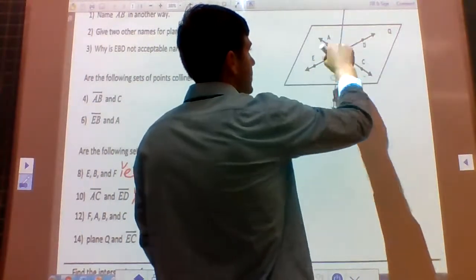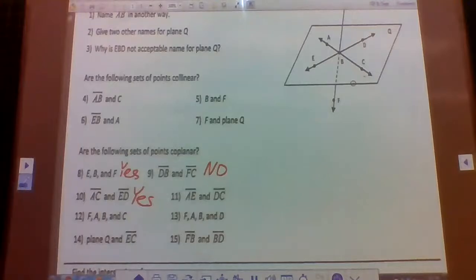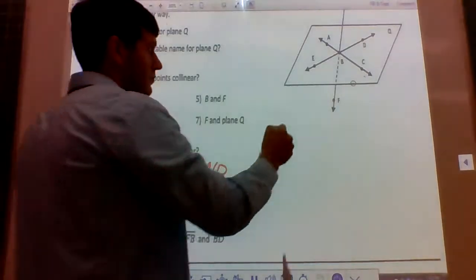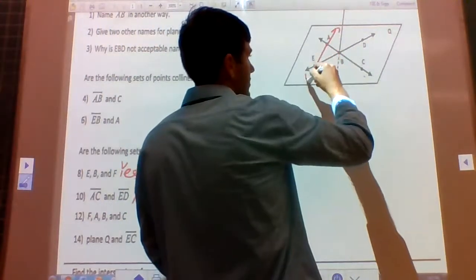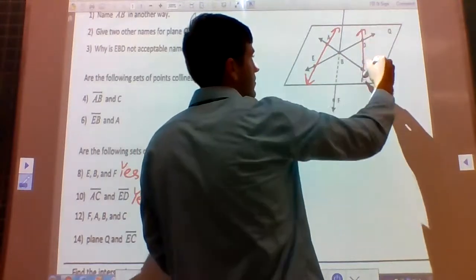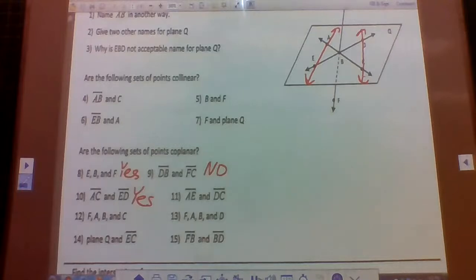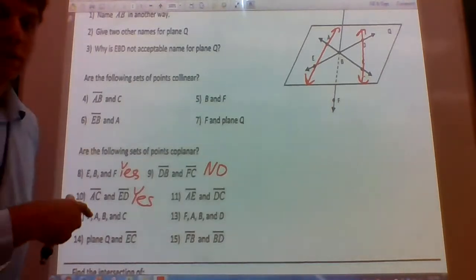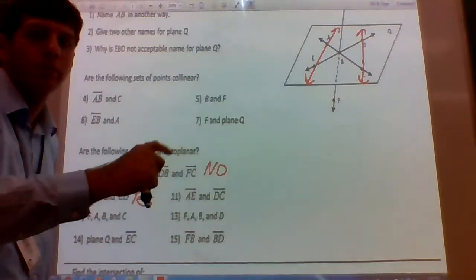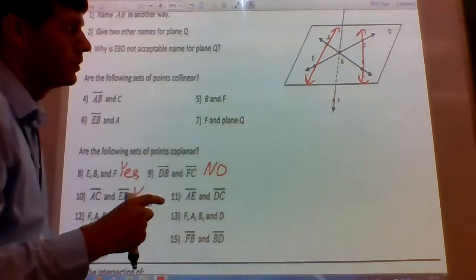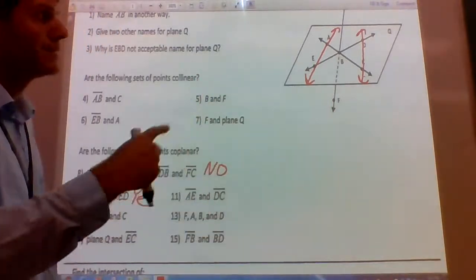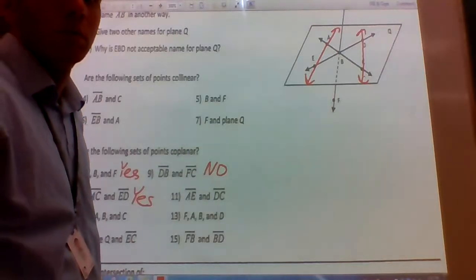Right. So we know A and E are in the plane. So if we form a line between A and E, we know that all of those points are going to be in the plane as well. Since A and E are in plane Q, we know the line that contains A and E will also be in that plane.